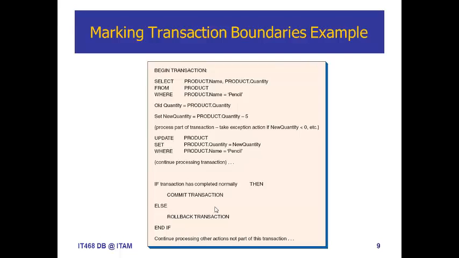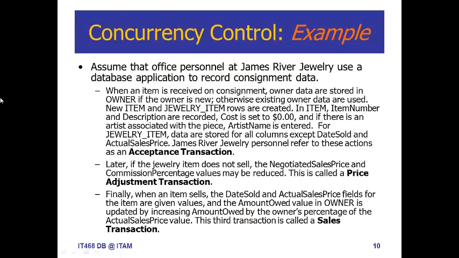As a quick hint for this week's assignment regarding concurrency control, remember we're using the James River Jewelry Company example. The first question: given three transactions at the particular company, which one needs to be made atomic? In other words, which one needs to mark boundaries to make sure it will be considered as one single unit? All steps within a transaction need to be completed, or none of them should be. That's what I mean by atomic.